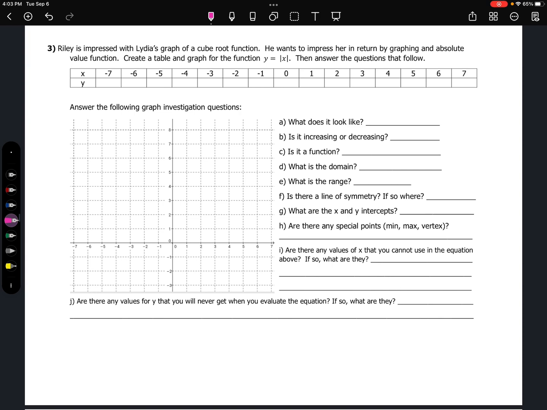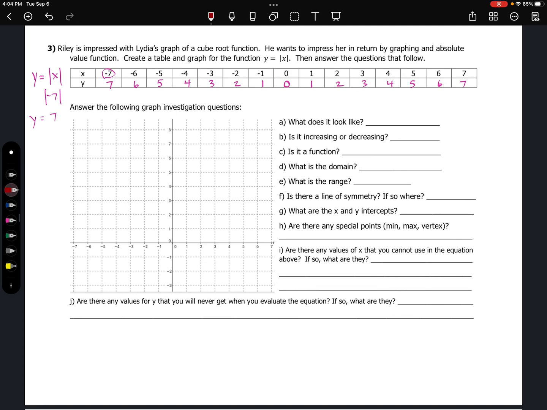So we're going to look at this function, y is equal to the absolute value of x. So we're taking each of these values and plugging them in. So we're going to think about absolute value of negative 7 would be 7, right? So we can fill those in. So that would be 7. This one should be 6, 5, 4, 3, 2, 1. The absolute value of 0 is 0. Absolute value of 1, 2, 3, 4, 5, 6, 7 would all be themselves. So we can take those and we can plot them on the graph.